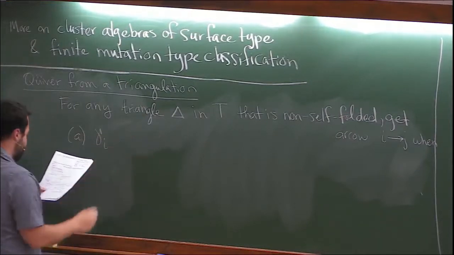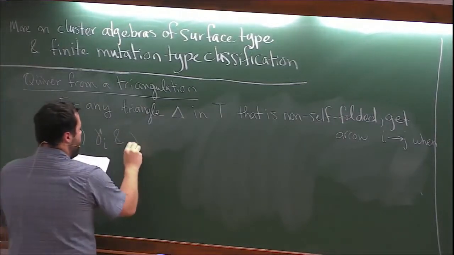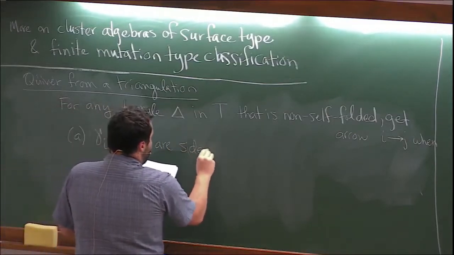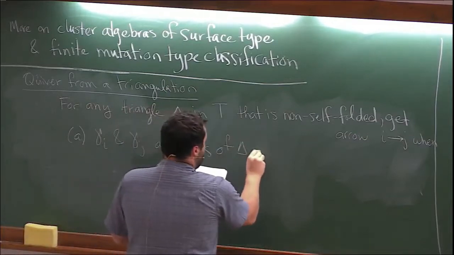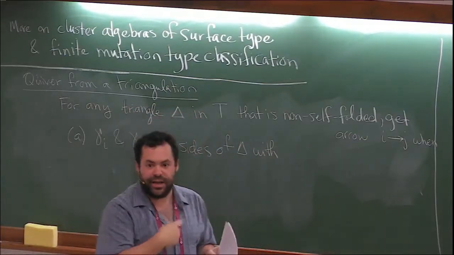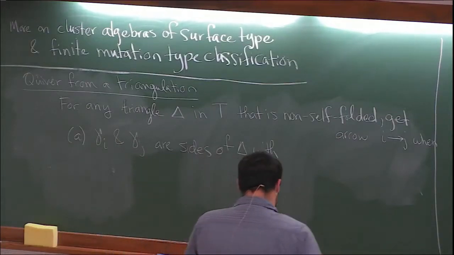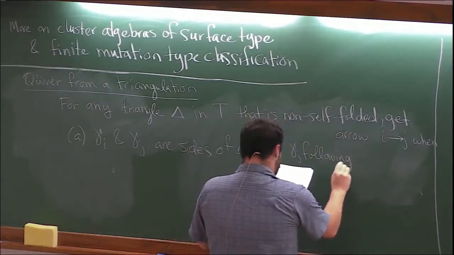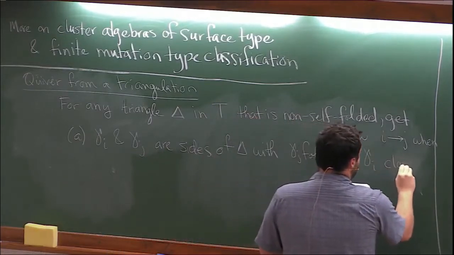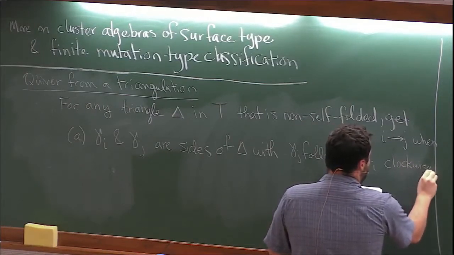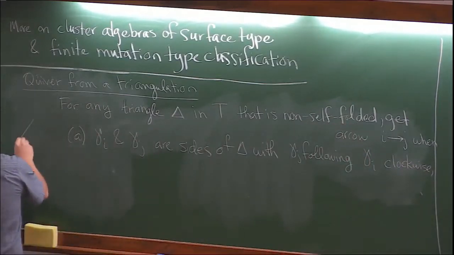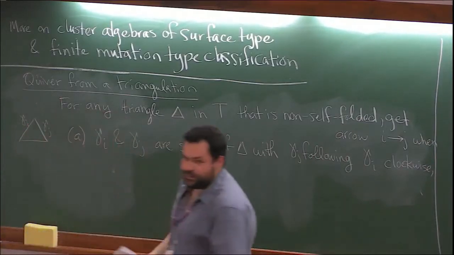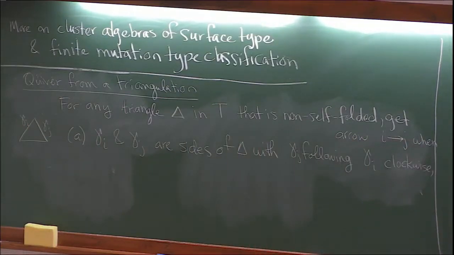I get an arrow from i to j if arc gamma i and arc gamma j are sides of this triangle that's non-self-folded, with gamma j coming after gamma i clockwise. Gamma j following gamma i clockwise, I'll draw a little picture. So this is the one we've been doing all the time. I have some triangle, I have arc gamma i, I have arc gamma j. j comes after i clockwise. This is the one we've been doing.